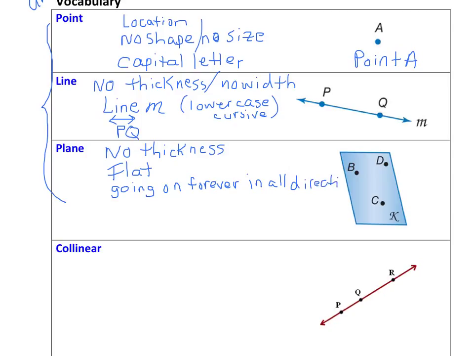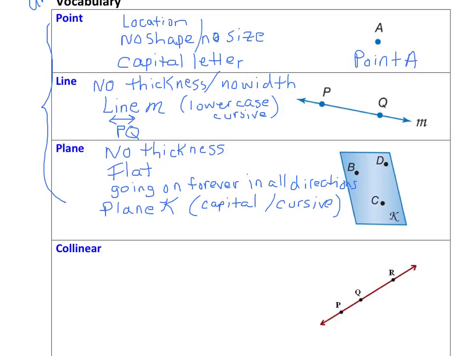And finally, how do we notate or label a plane? We can spell out the word plane and call it this, if it's labeled with a cursive capital letter. So in this case, it's a cursive K, so it's capital and it's cursive.